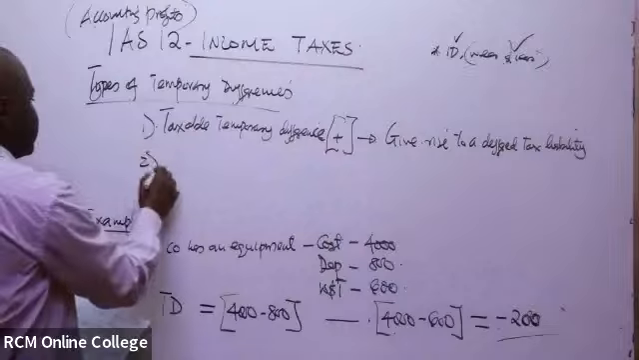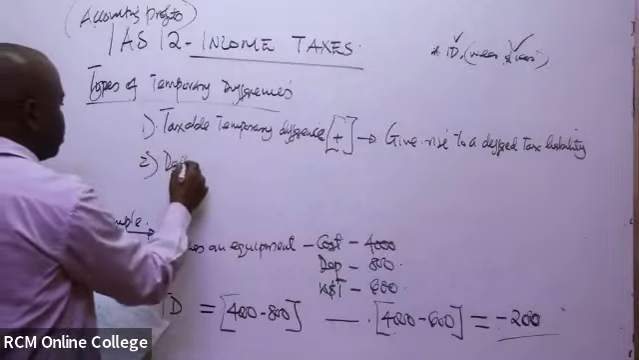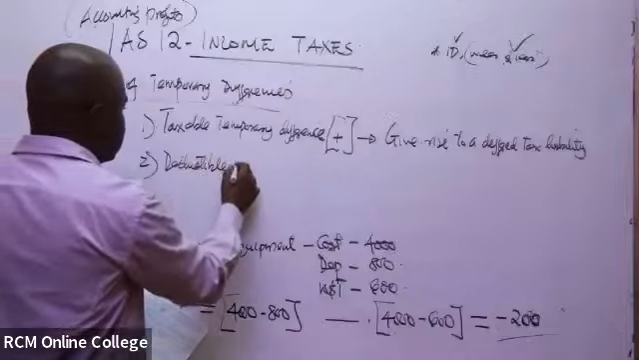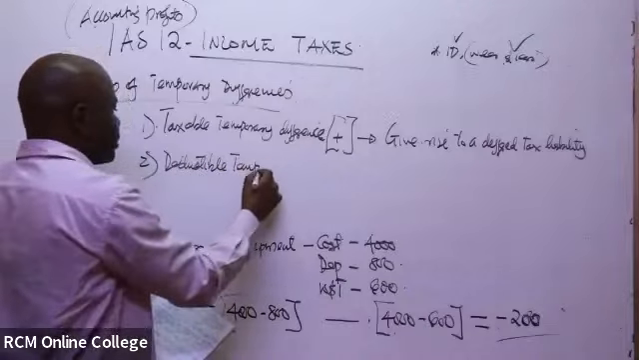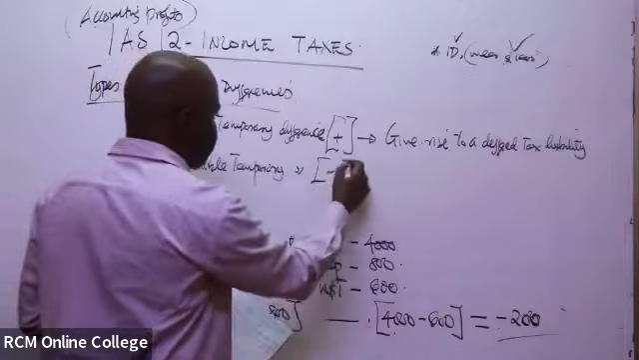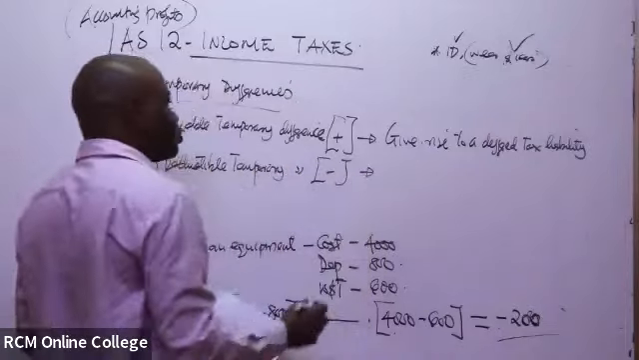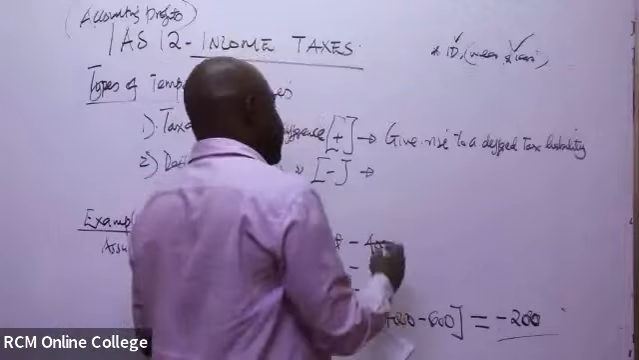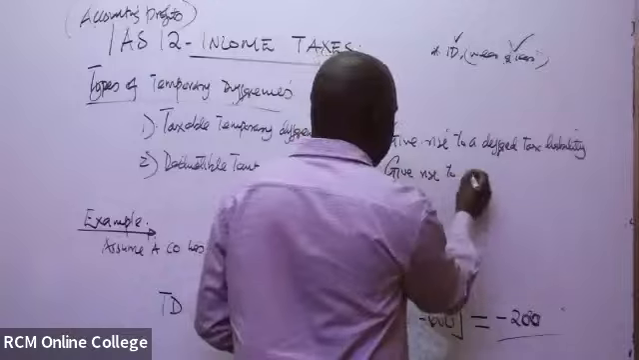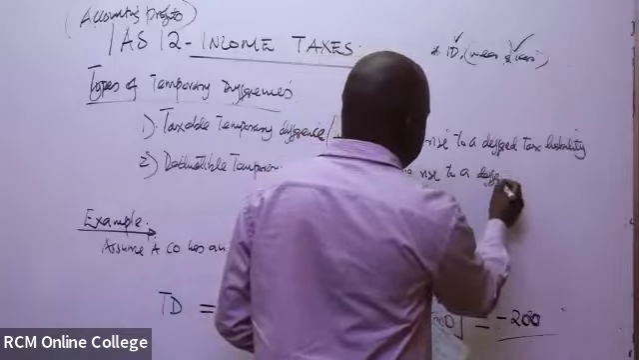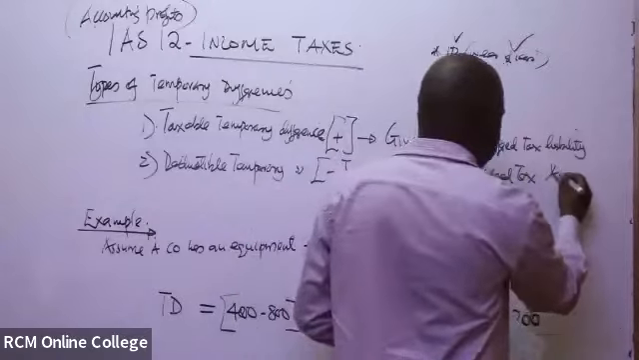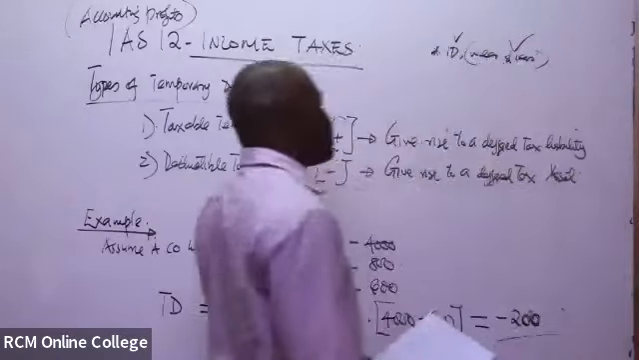Then we have the deductible temporary difference. That is where you eventually get a negative. If it is negative, this one will give rise to a deferred tax asset. It will eventually become an asset.